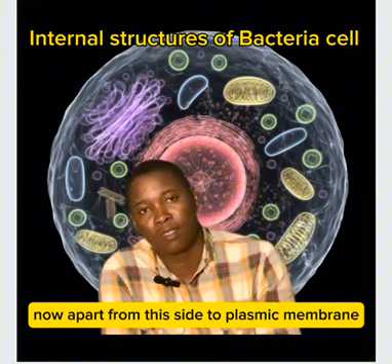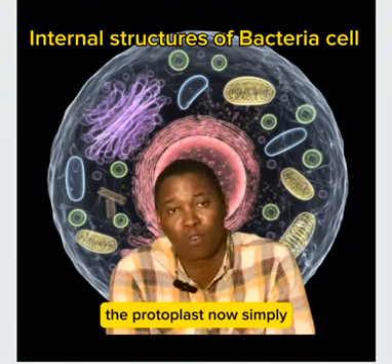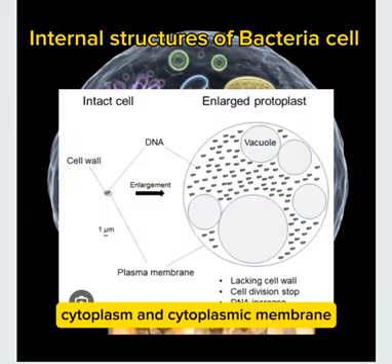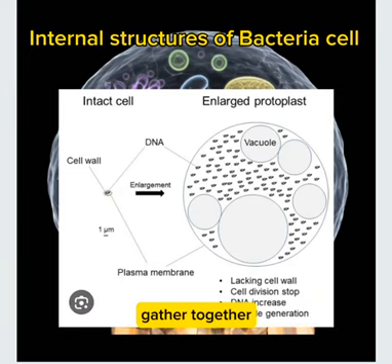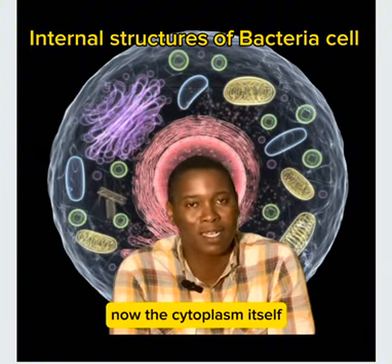Now, apart from this cytoplasmic membrane, there is what we describe as the protoplast. And what is the protoplast? The protoplast is simply the combination of the cytoplasm and the cytoplasmic membrane. What we are talking about together, gathered together, we call the protoplast.